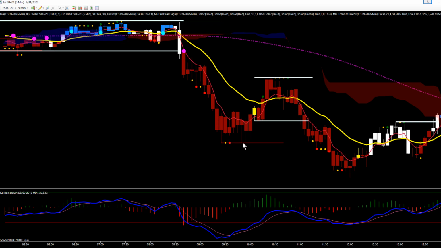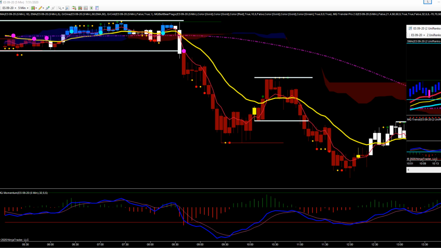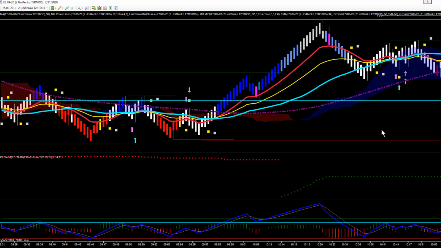We got the pullback, 5 and 18 crossed back to the upside, but then we were kind of just pivoting between this significant pivot here and this significant pivot high up here. And so we had another channel that we drew in, and we were just waiting for the breakout on that one. And we were actually using the Unirenko chart on that one. We drew that channel in on the Unirenko chart right here.